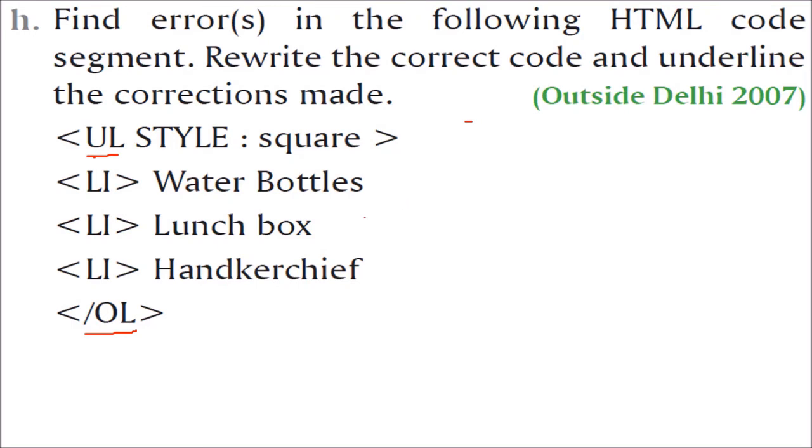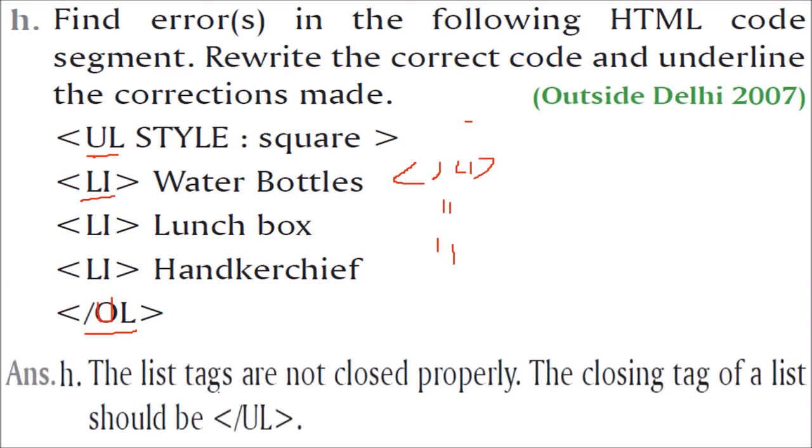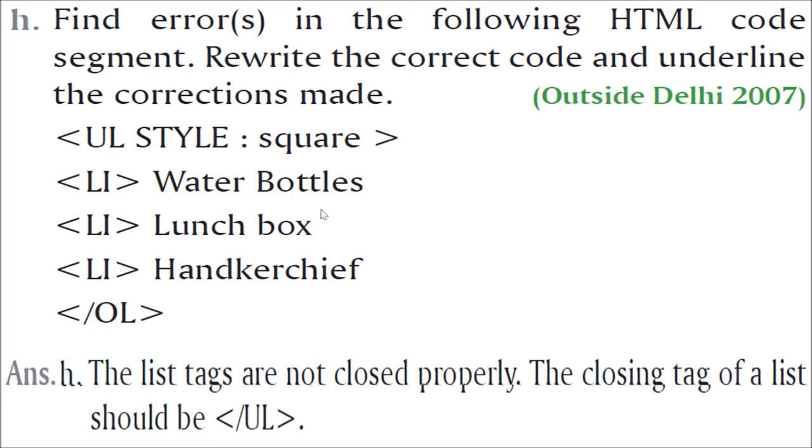So what you have to do here is, I'm changing it here only, I've underlined it, you have to use UL. Inside this, we have li tag, but li is not ended. We need an li with forward slash. Same here, same here. So the list tags are not closed properly, and the closing tag of a list should be UL, not OL.